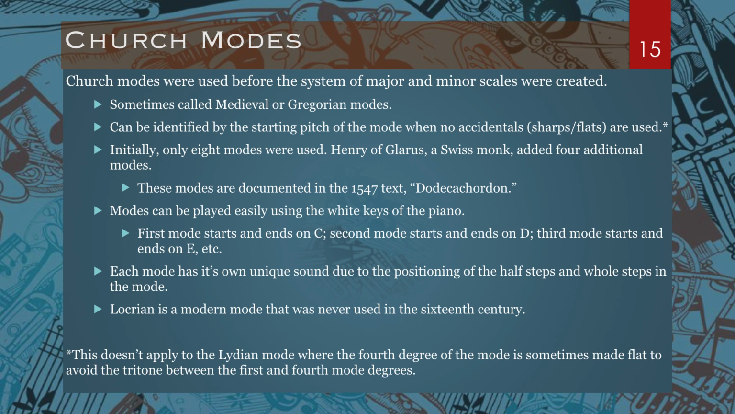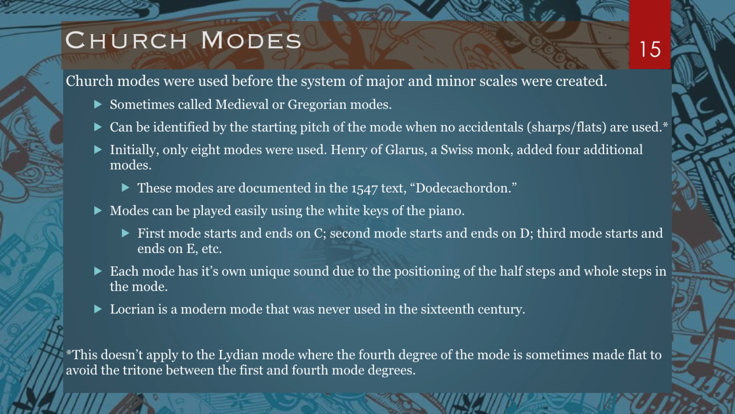So the church modes. They were used before the system of major and minor scales were created. And actually, there are two church modes that correlate to a major and a minor scale that we have today. Church modes are sometimes called medieval or Gregorian modes, but since they are mainly used in the church, a lot of musicians refer to them as church modes. They can be identified by the starting pitch of the mode where no accidentals, including sharps or flats, are used. So you haven't yet learned about accidentals, but the bottom line here is if you go to a piano keyboard, the church modes would use only white keys.